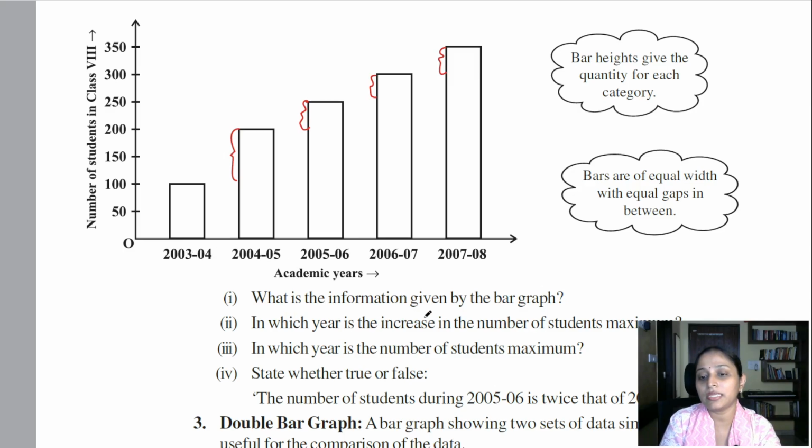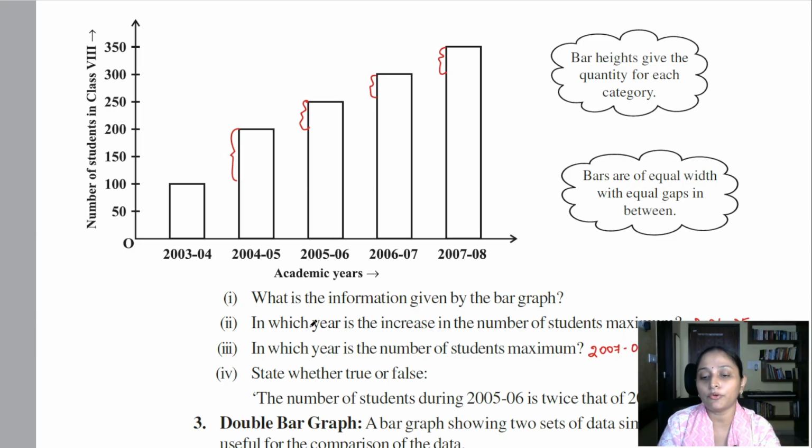So in which year is the increase in the number of students maximum? You can say the answer is 2004-5. Okay. You can even look at the numbers. Here it is 100 and here it is 200. So there is a 100 students increase, whereas everywhere else it is 50, here also it is 50, and here again it is 50. So here the increase is maximum. In which year is the number of students maximum? You can see that the height of the bar is maximum for this, and so that year is 2007-2008.